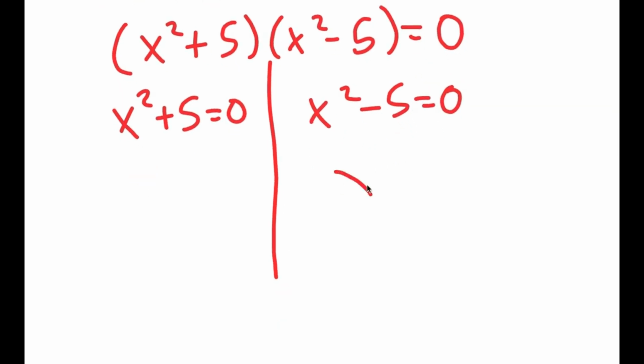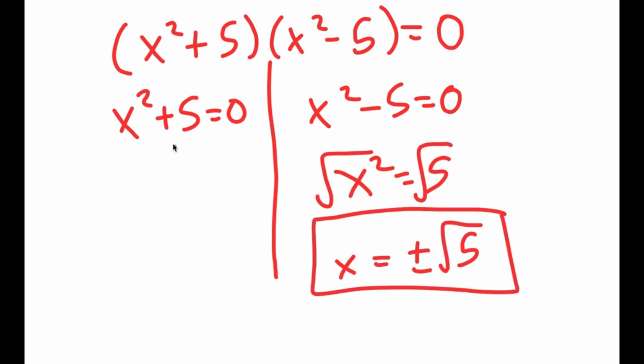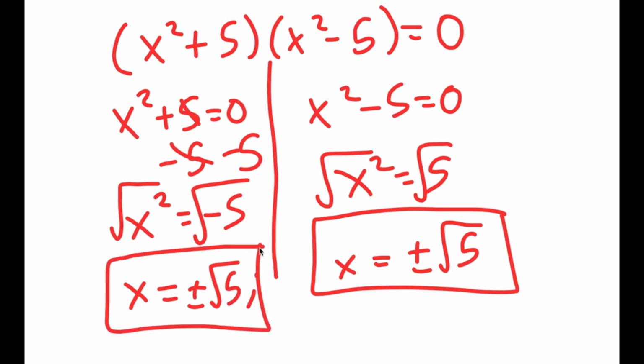So for x squared minus 5 equals 0, I get x squared equals 5. If I take the square root on both sides, I get x is equal to positive or negative square root of 5. Now for x squared plus 5 equals 0, I can subtract 5 on both sides. So I get x squared is equal to negative 5. If I take the square root, I get x is equal to the square root of negative 5, which is equal to square root of 5 times i. So these are my four solutions to this equation.